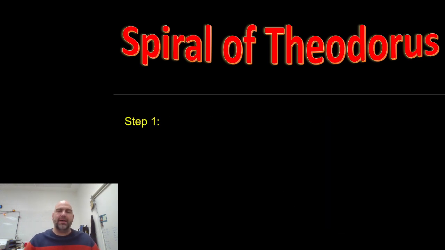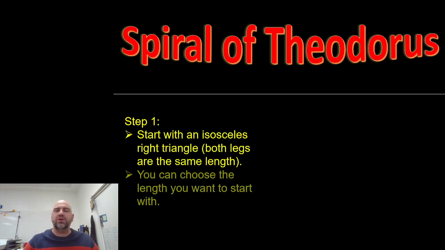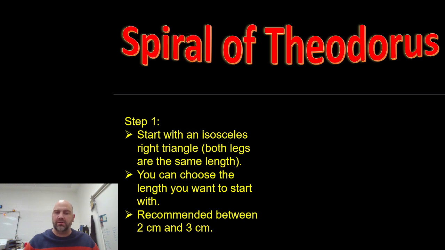Let's start with step one. Step one is you're going to start with an isosceles right triangle. Isosceles means that both of the legs are going to be the exact same length, and then our hypotenuse is going to be of some other length. You can choose the length you want to start. I'm going to recommend and show you an example where we start with 2 centimeters.